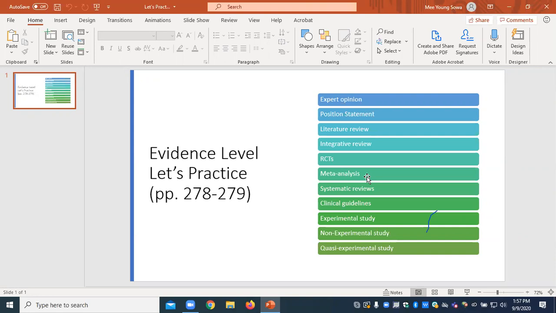Is it clear? Dr. Sowa? Yes. Couldn't that be level 1, 2, or 3, depending on what it tests? But when I give her a question, I said meta-analysis, which has only randomized control trials. If I say so, the answer is level 1, okay? Perfect, thank you. Good girl.